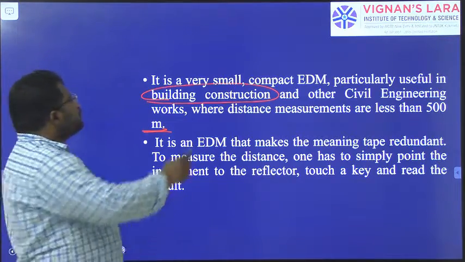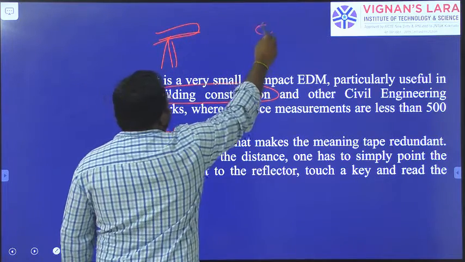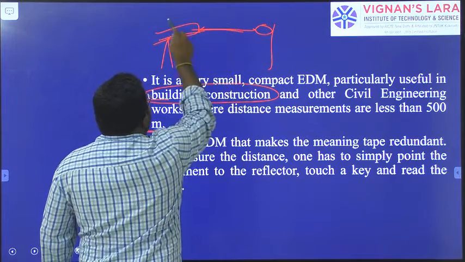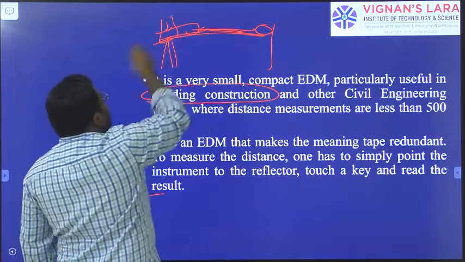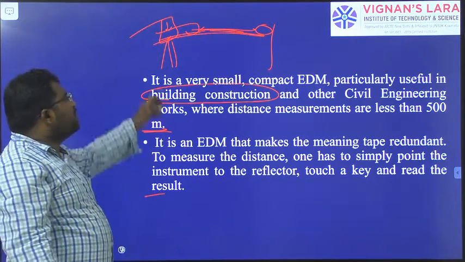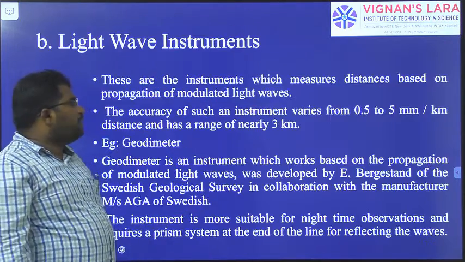If you keep the instrument here and put the reflector there, you just sight exactly and press one button, and immediately we will see the reading. So these are very simple. If this is available, we don't need the use of the tape either.